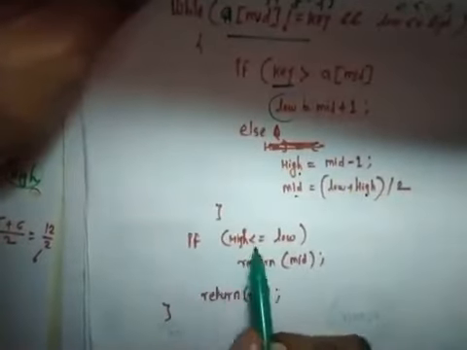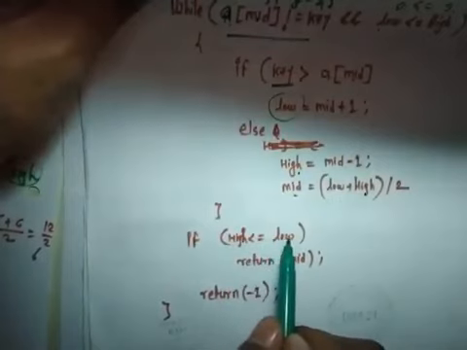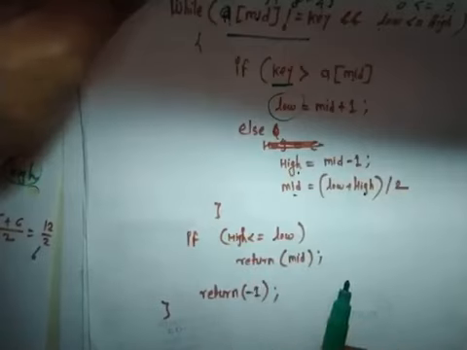Okay, and finally if we return, if high is greater than or equal to low, then what is that? The element is not found. Very simple.